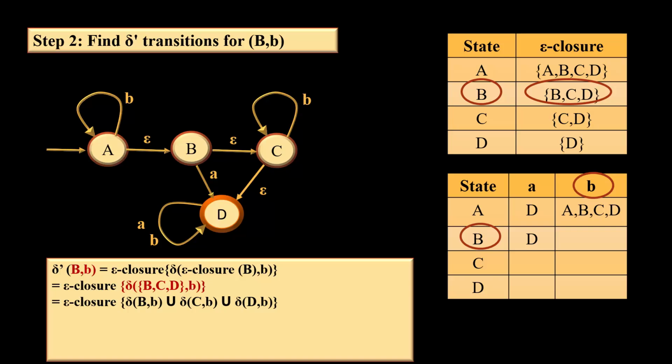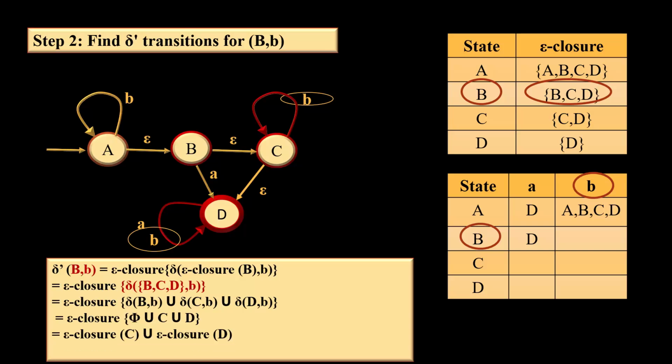Next we come to B comma B, that means epsilon closure of BCD. BCD means B comma B union C comma B union D comma B. On B we don't have any move. For C we have a move on B to C itself, and for D we have self loop of D. So this will include epsilon closure of C and D, that means it will have CD union D, which is equivalent to CD. So there will be a table entry of CD.